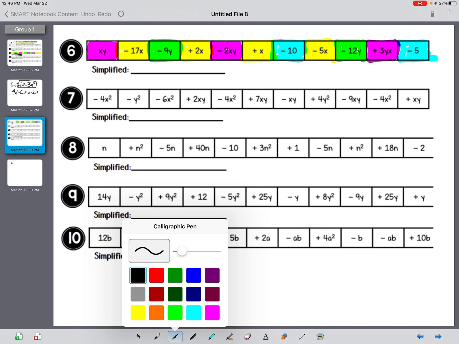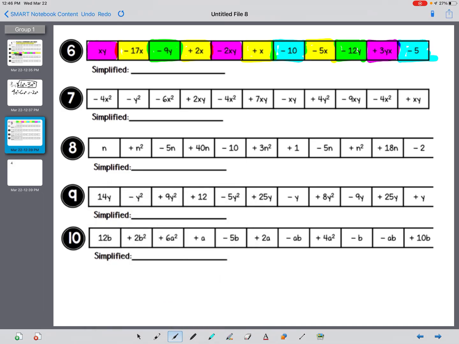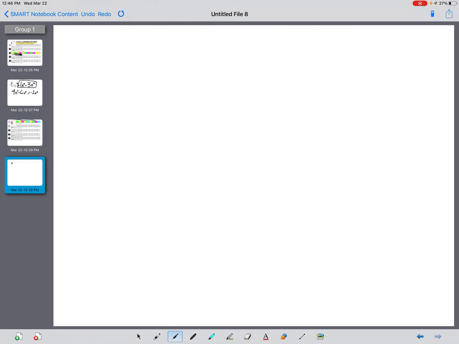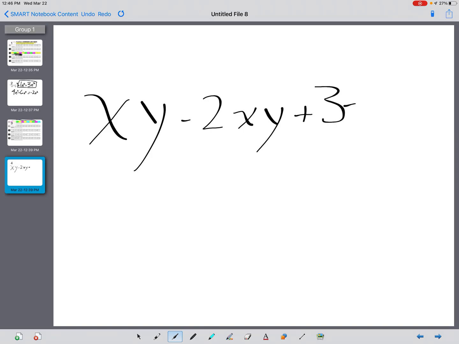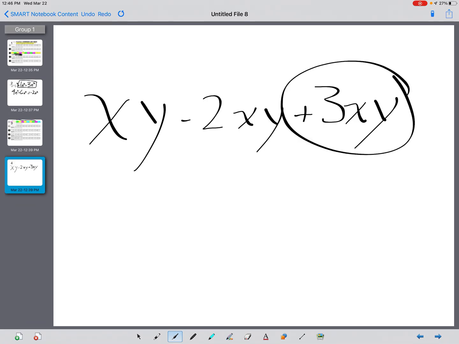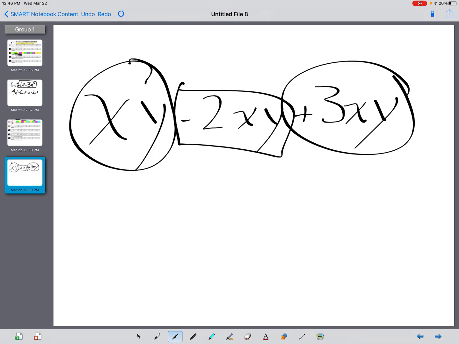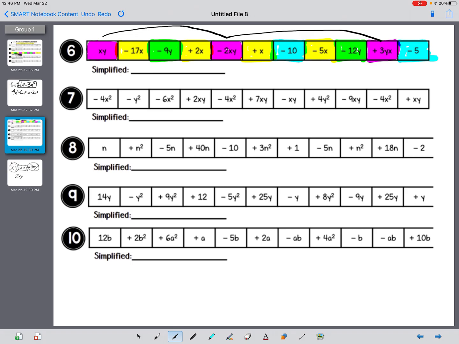All right, so let's start combining these terms. We'll do xy, negative 2xy, and then 3xy. So these two are 4xy, but then minus the 2xy, that leaves us with 2xy.